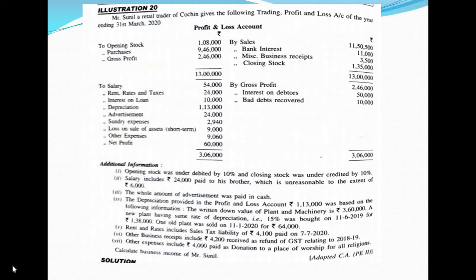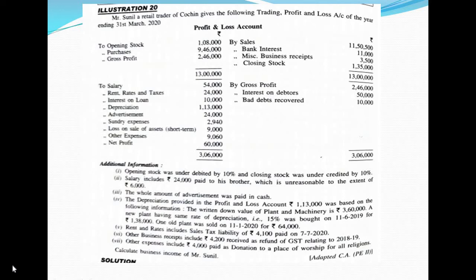You have to add back all the inadmissible expenses. If you look from the debit side, the first one will be depreciation and the second one will be loss on sales of assets. But now, adjustment number one says that opening stock was under debited by 10% and closing stock was under credited by 10%. So both the opening stock and the closing stock were undervalued. Undervaluation of opening stock will be subtracted from the net profit and undervaluation of closing stock will be added back to the net profit.